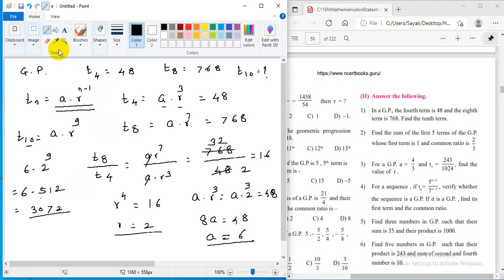ठीक आहे. So this is what you can work on. Such problems are not at all difficult, but we should be able to solve them correctly.